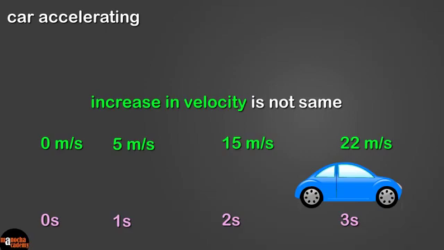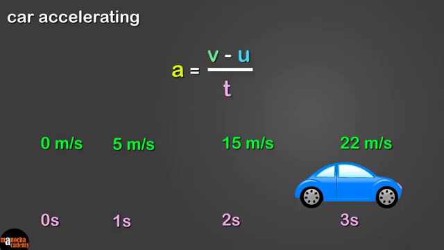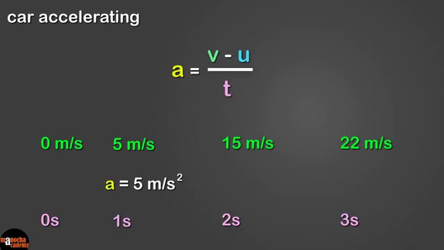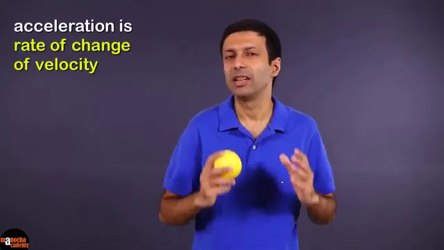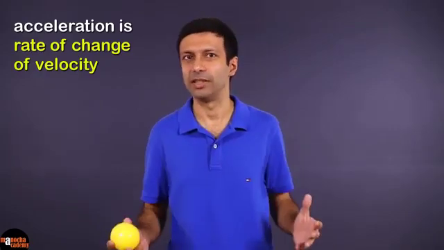We can calculate the value of acceleration every second. Let's use the formula a equal to v minus u by t. So in the first second, the acceleration is 5 meters per second square. In the second second, it's 10 meters per second square. And in the third second, it's 7 meters per second square. So can you see that the acceleration is changing over time? So this is a case of non-uniform acceleration. As we discussed in this video, acceleration is the rate of change of velocity.